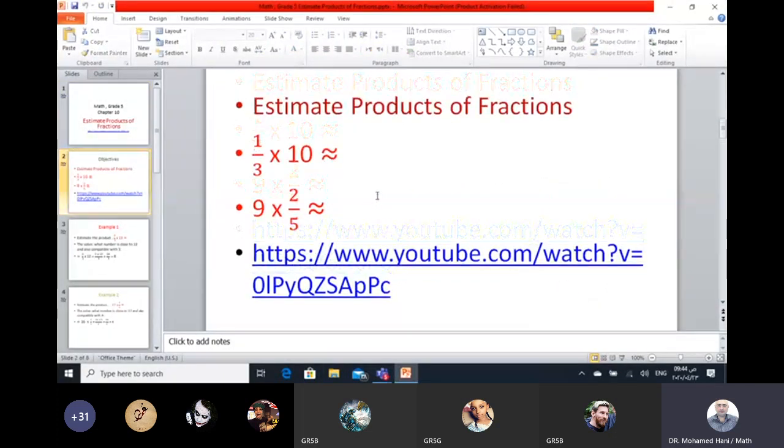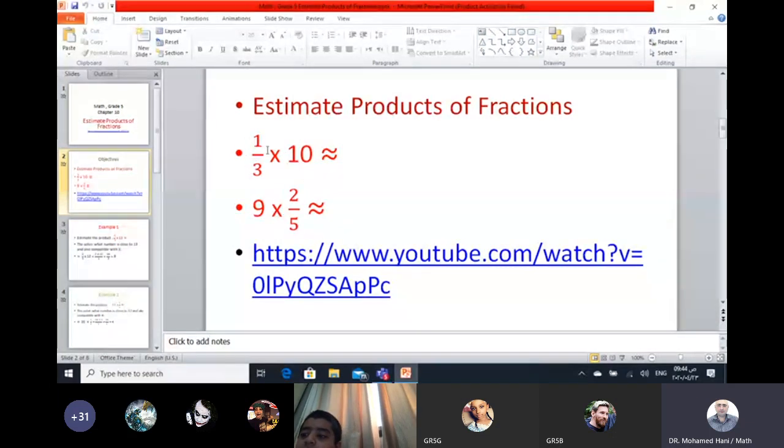So today we want to learn how to estimate products of fractions. As you see here in this example, here we have a product. Product means multiplication. Here we have a fraction. Here we have a whole number. How to estimate this product?